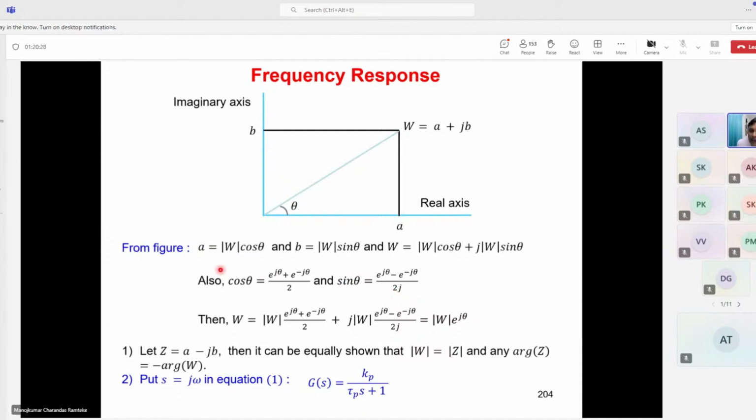If I put this sine theta and cos theta in this particular equation, this is the equation I am expected to get. Now this j will get cancelled out with this j, and I can take modulus W common, isn't it? And if I collect the remaining terms, I am going to get modulus W into e raised to the power j theta. So we have proven what we wanted to prove here. Any complex number can be represented in terms of its modulus and its phase angle using this equation. Do you all agree?